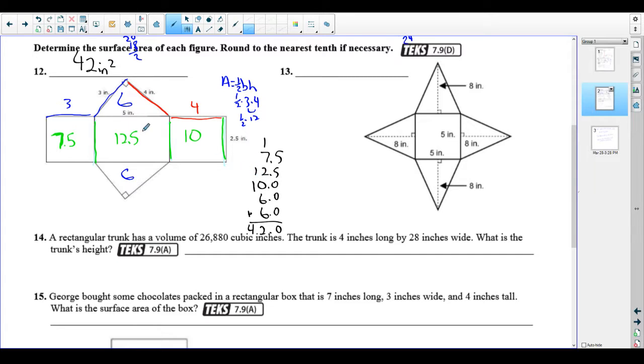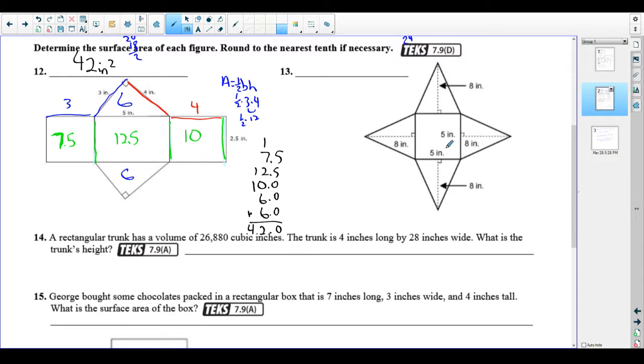That's it. If it gives you the net, find the area of each shape and then add all those together. You don't have to worry about any of the formulas except for how to find area. Alright, and then our next one, we have a square pyramid. Again, we're just looking for the area of each shape.